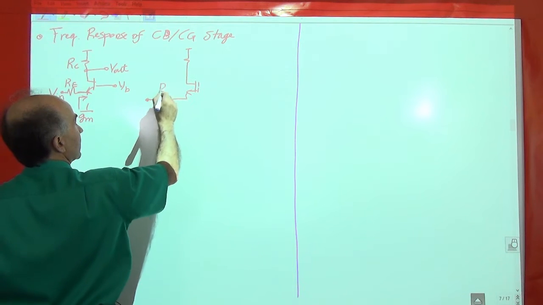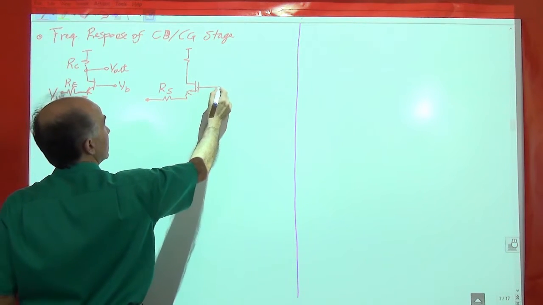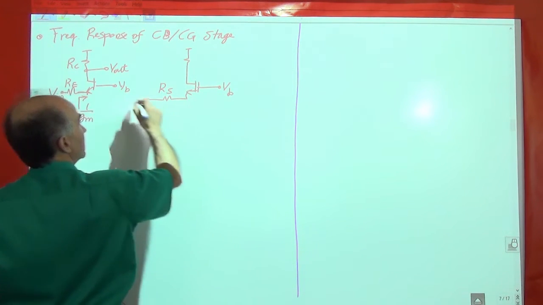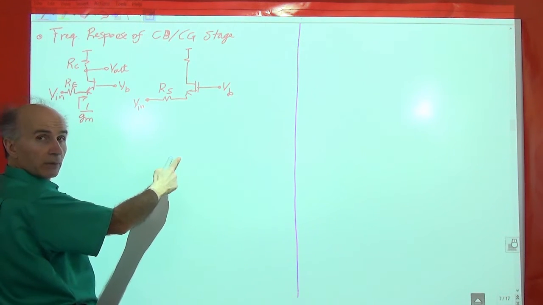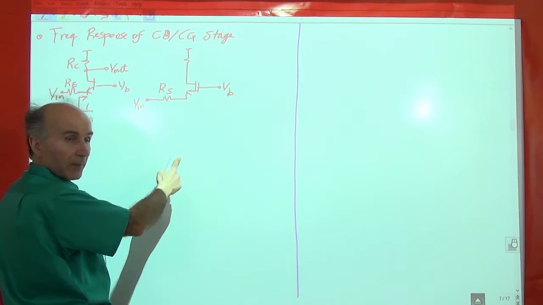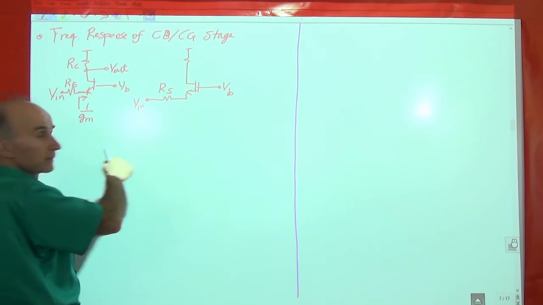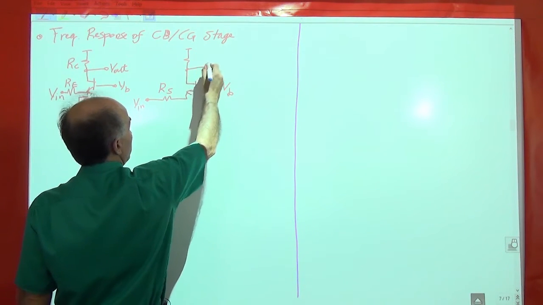So let's add a resistor here, RS. This is again a bias value. Of course, we do need a bias path here to ground, a current source or resistor or something. So we're not showing that. And then there is the output.